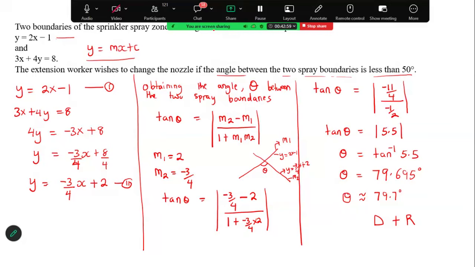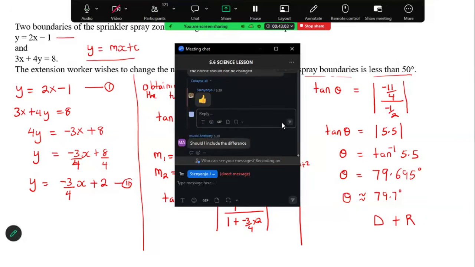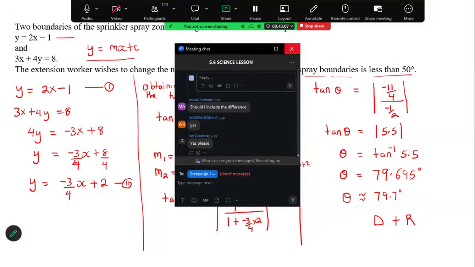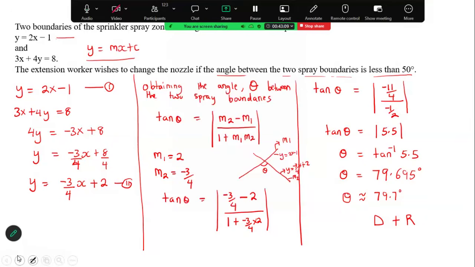Okay, so members, are we good to continue? People are saying we can continue.